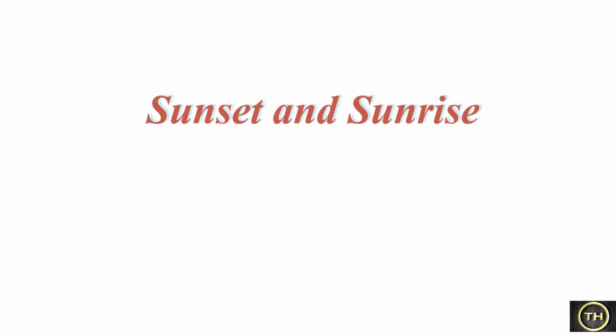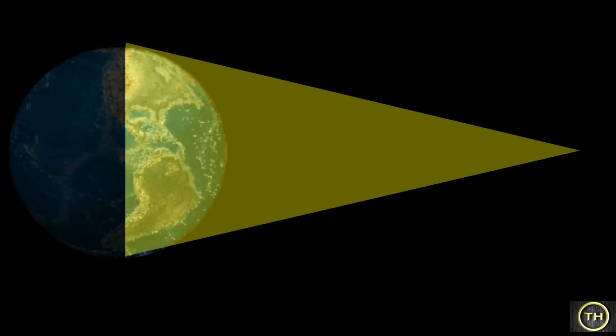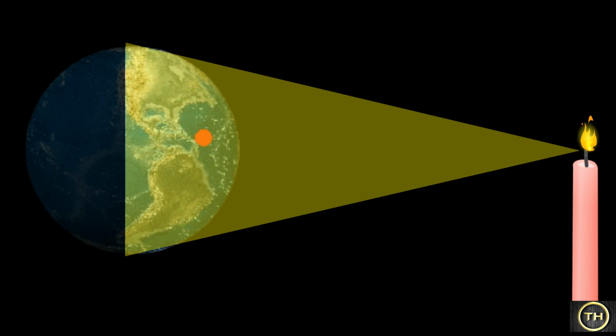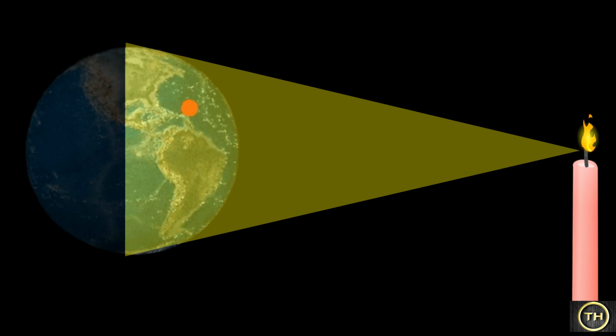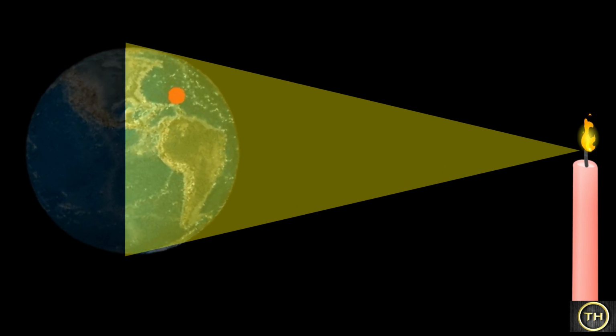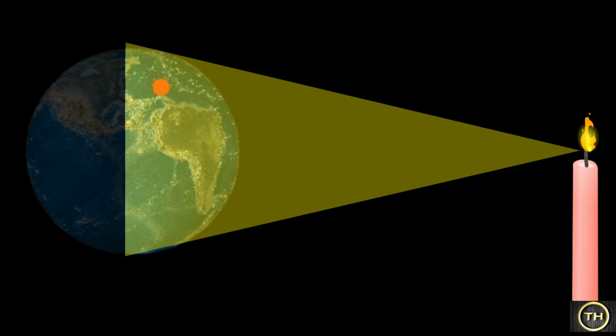Now, let's understand about sunset and sunrise. We'll try this with our activity. Stick a red bindi on the globe. Set up the previous model of the globe and the candle. Now turn the globe anti-clockwise. Note when it is sunrise, noon and sunset at the location of the bindi.